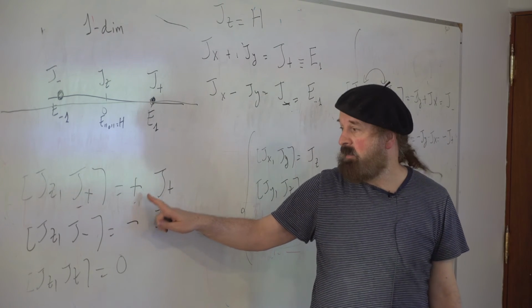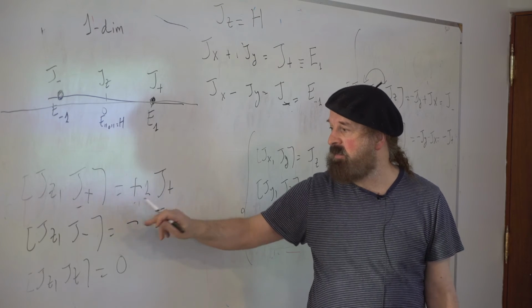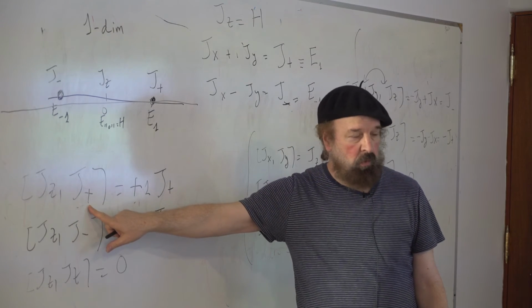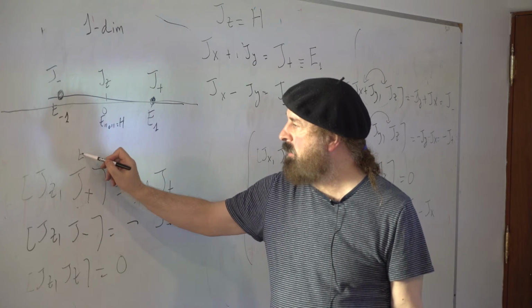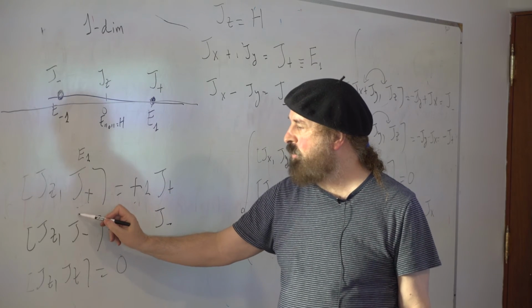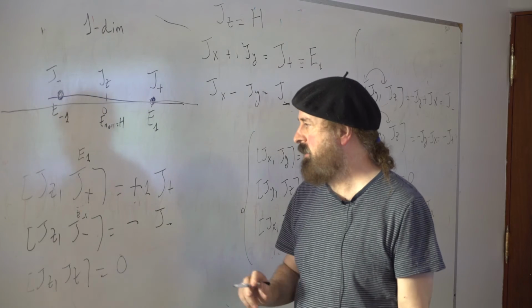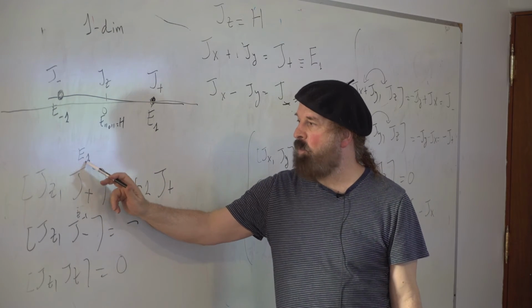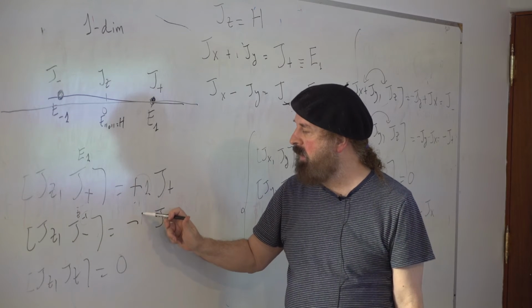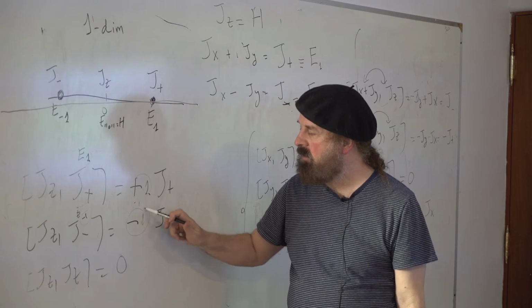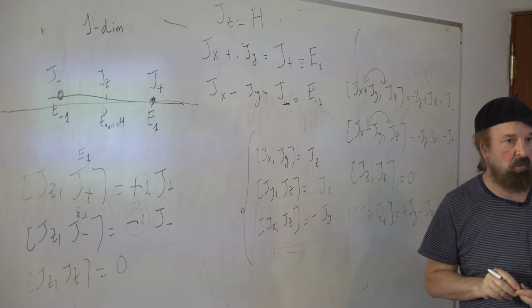is associated with this root. Remember, this is what I call E1, and this is what I call E minus 1. So this plus 1 is the eigenvalue, and this negative 1 is the eigenvalue. That's why he wanted to write it that way.